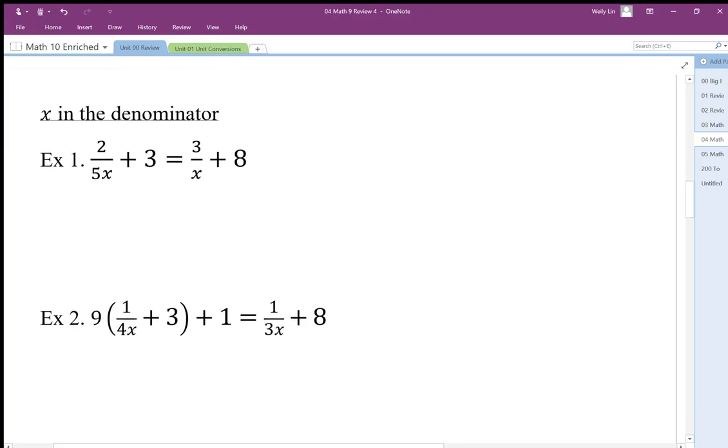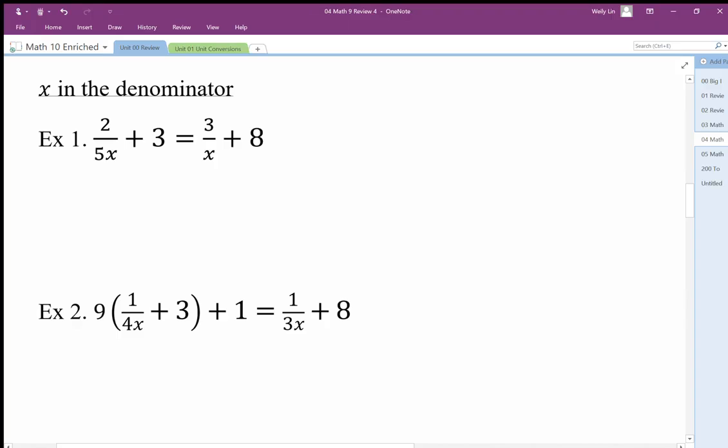When we have x in the denominator, we have to start thinking of these x's as just numbers. We're just dividing by x, and really I don't like all these divides. So I'm going to get rid of the divides with a times. I'm going to times by 5 to get rid of the divide by 5. I'm going to times by x to get rid of the divide by x. So here I'm just left with 2.